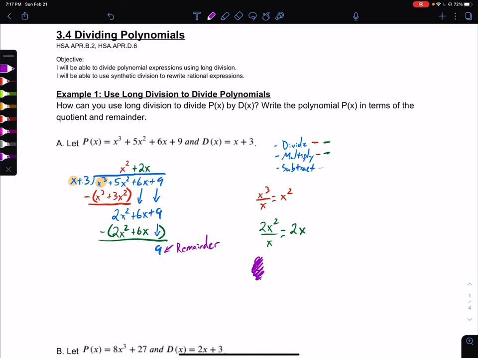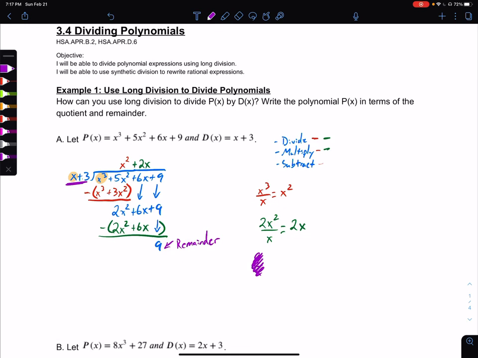Once you get a term after subtracting that is a lower degree than the term you're dividing by, all right, x is a higher degree than 9. So once you have a remainder, sorry, you don't know what the remainder is yet. Once you get a term that is a lower degree than what you're dividing by, that is going to be your remainder. So to write our answer, we're now done.